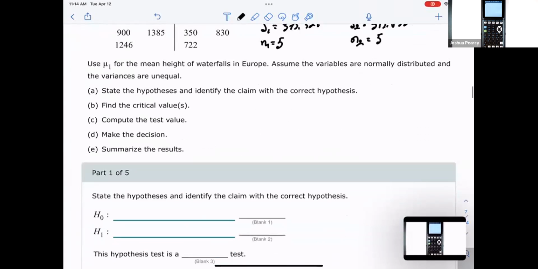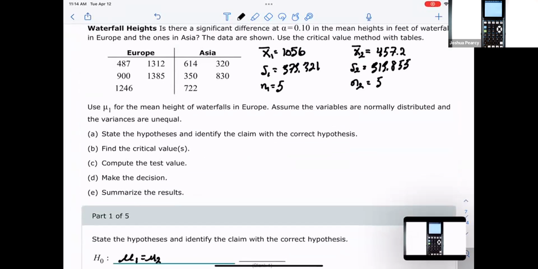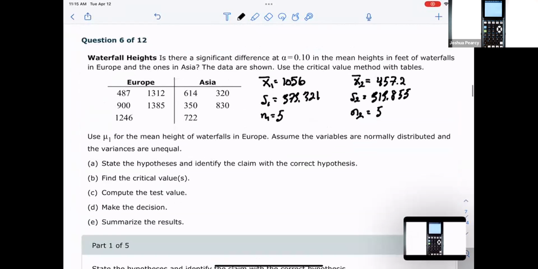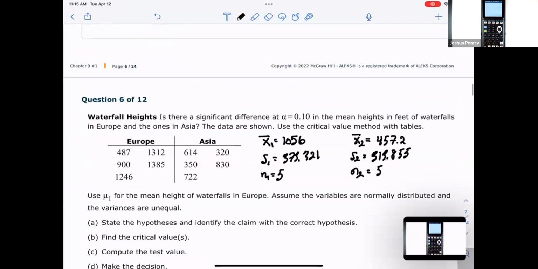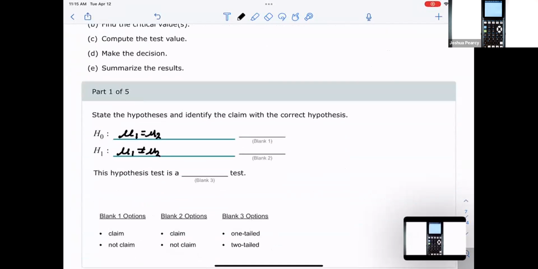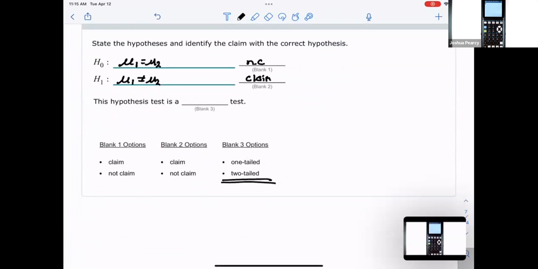Then the null and the alternative. So what is the null? Yeah, so mu1 is equal to mu2. And what is the alternative? Is there a significant difference? It doesn't indicate whether it'll be greater than or less than. So it's mu1 does not equal mu2. And then which one is the claim and which one is not the claim? You're testing whether there's a difference. So this is the claim, the alternative. This is not the claim. And then it's obviously a two-tailed test since you're doing not equals.